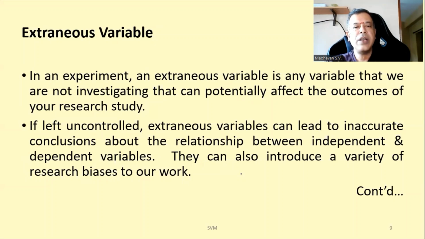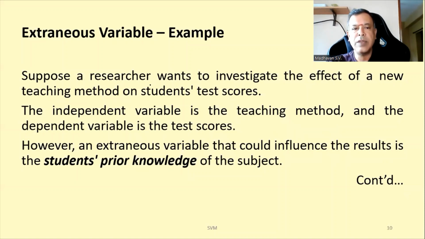Next one is extraneous variable. In an experiment, an extraneous variable is any variable that we are not investigating, but it can potentially affect the outcomes of our research study. If left uncontrolled, extraneous variables can lead to inaccurate conclusions about the relationship between the independent and dependent variables. So we need to do something to not have that impact of extraneous variables in our study. We need to try to control the biases in our work. How do we do that? We'll understand that with an example.